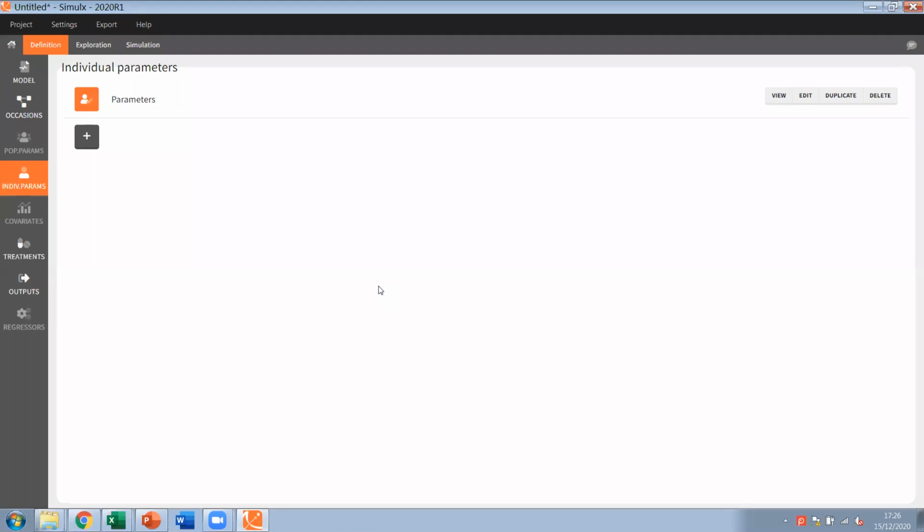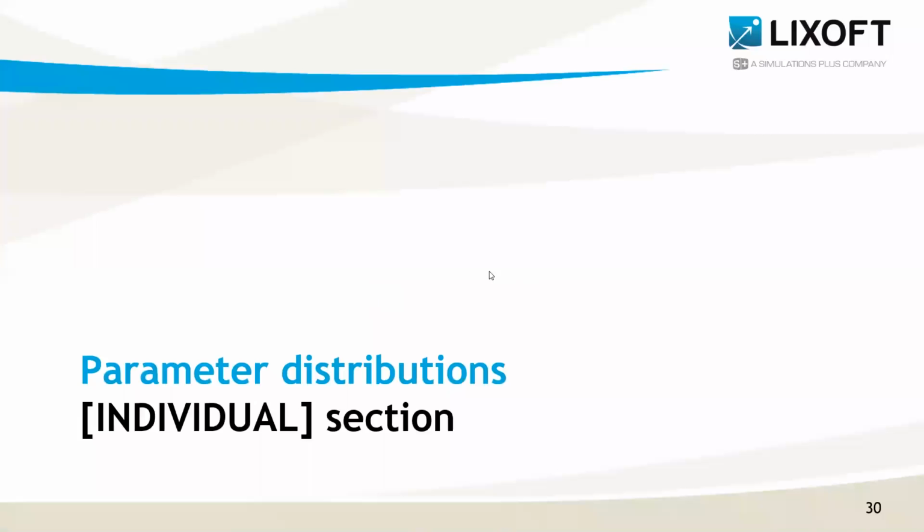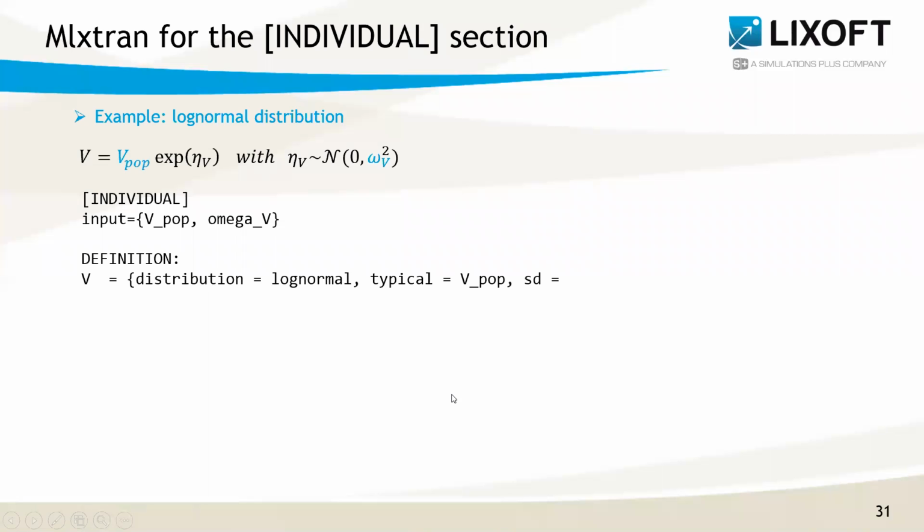So this would mean that I will let Simulx sample individual parameters from a distribution that is characterized by the population parameters. To do this, I need to define the distribution of the parameters, and this will be done in an additional section of the mlxtran model. So I'm going to go back to the slides, and we're going to see how to define the parameter distributions in the individual section. I will first start with a simple example.